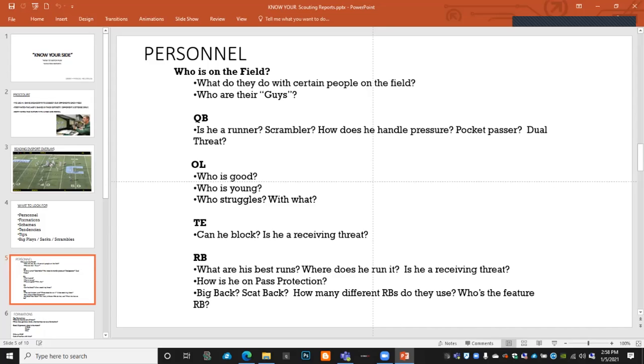Where does he run it? Is he someone that can catch the ball? And then a big one is, how is he in pass pro? Is he someone that can block and protect the quarterback? Is he a big guy? Is he a scat back? Do they use running back by committee? Find out who their feature back is.